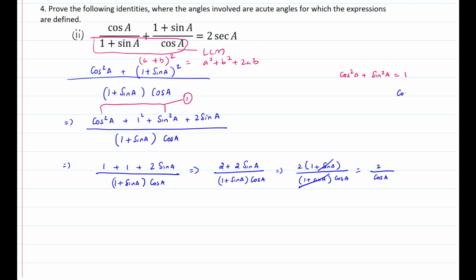So cos a is equal to 1 by secant a. Therefore this can be written as 2 times secant a. That is the answer, which is also the right hand side.